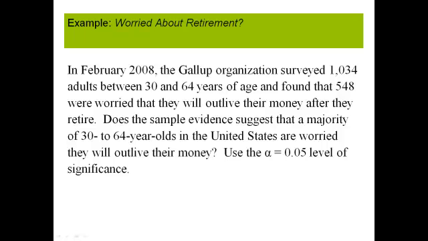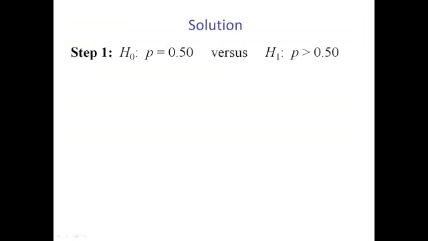Now notice that we're trying to determine if a majority of 30 to 64-year-olds are worried they'll outlive their money. That means we want to know if the true proportion is greater than 0.5. And so that implies that our hypotheses are going to be H0, p equals 0.5 versus H1, p is greater than 0.5.